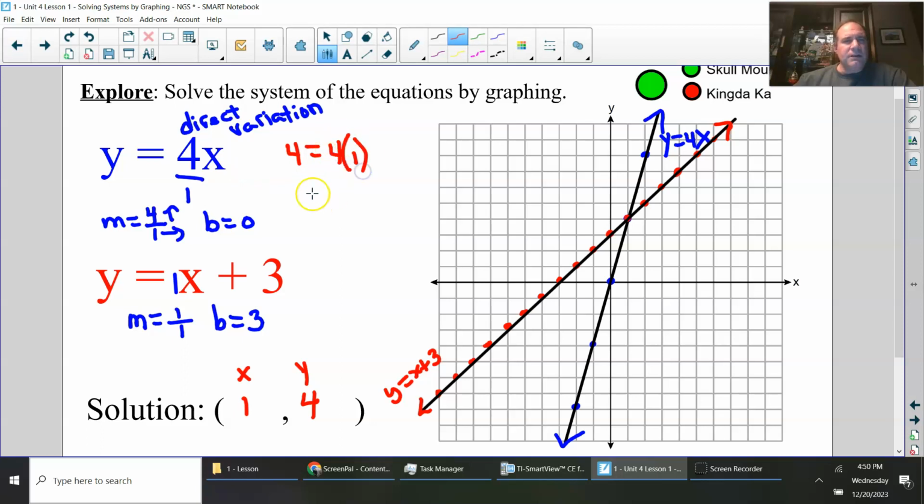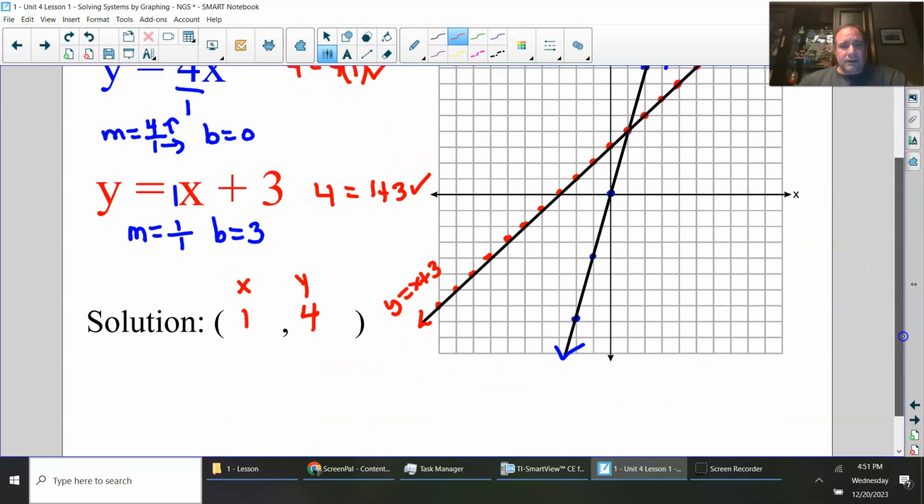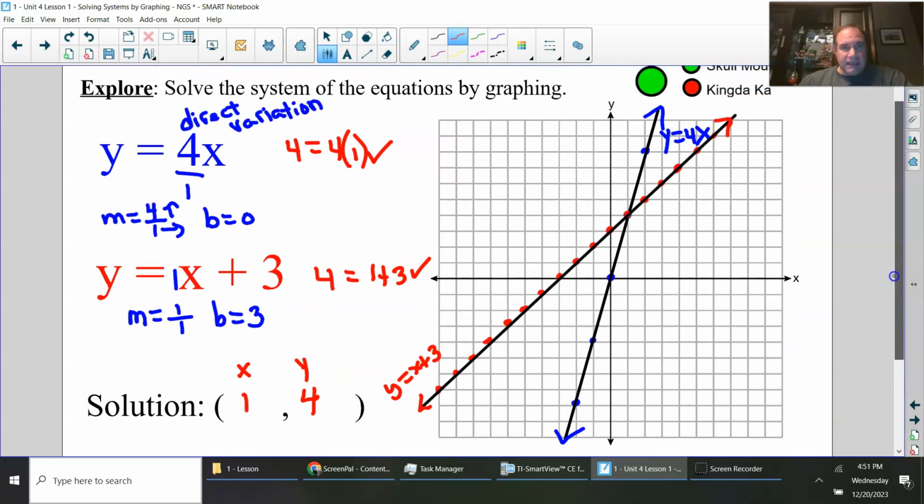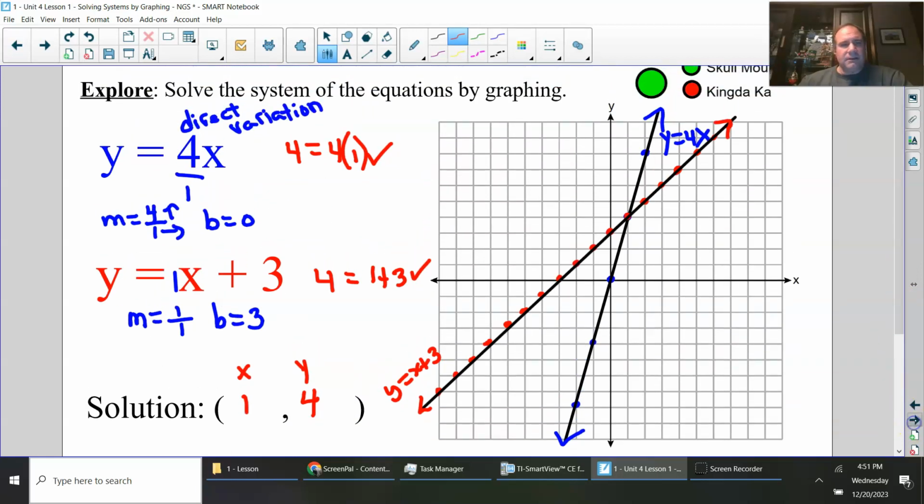The x is 1. So that equals out because 4 times 1 is 4. Then you have the y is 4 here, and then I'm going to put the x in as 1. 1 plus 3 is 4. That checks out. That's how easy it is to actually check it.